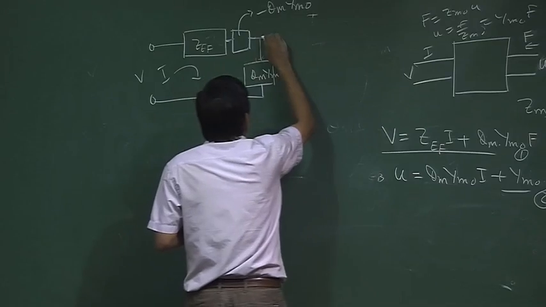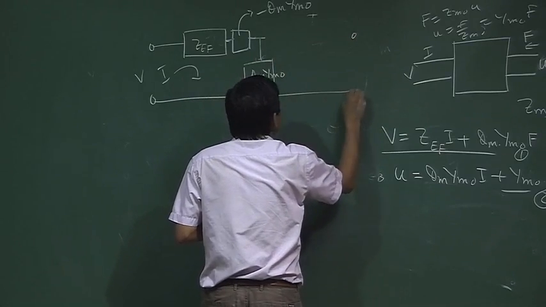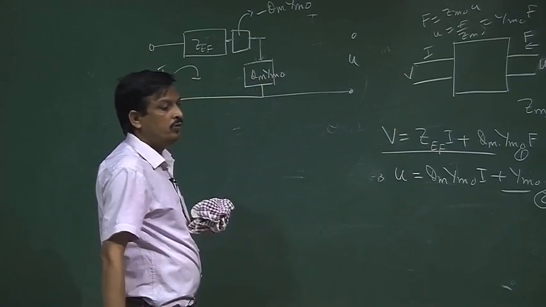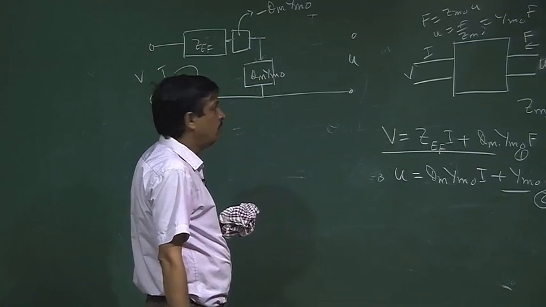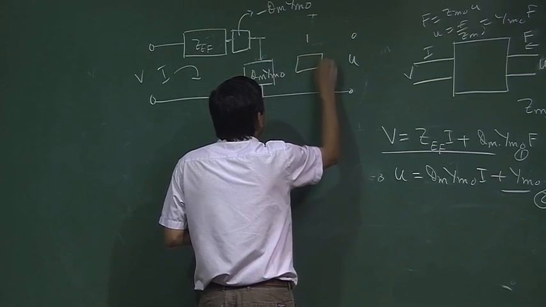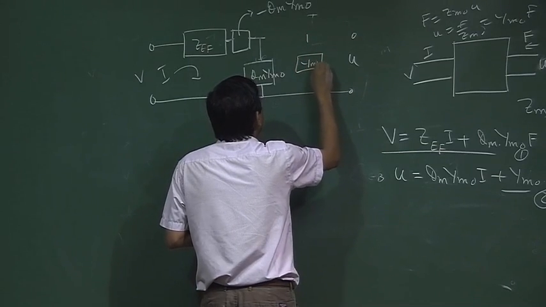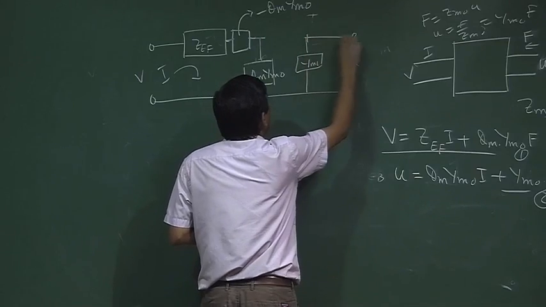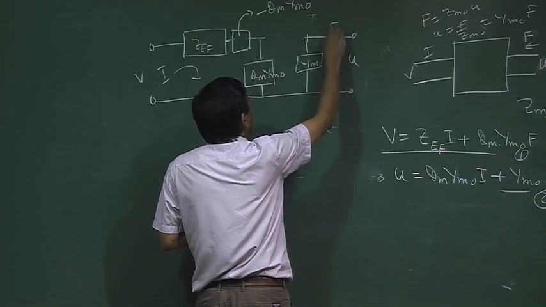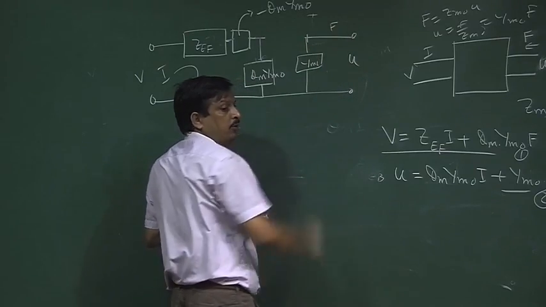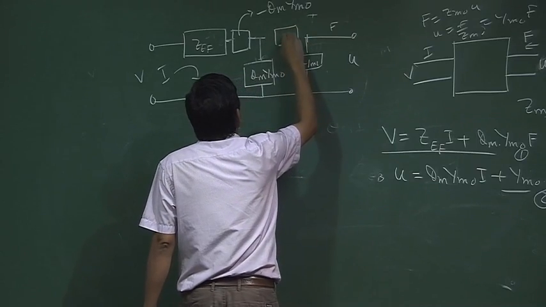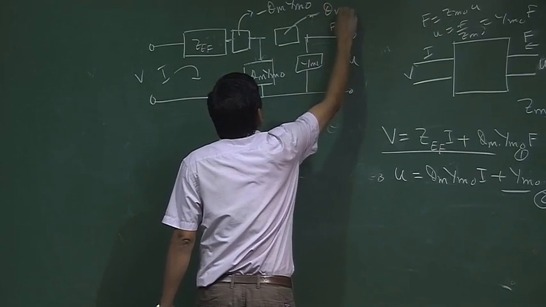Now, on this side I have a mechanical U, and the admittance is YMO. I connect YMO this way. So, YMO F, and then I have to connect another load here, which is nothing but minus phi m YMO.